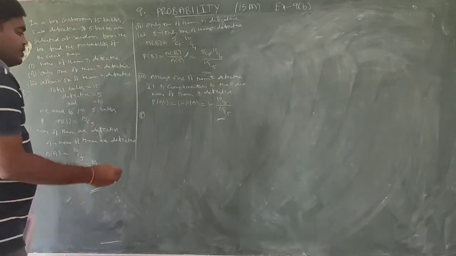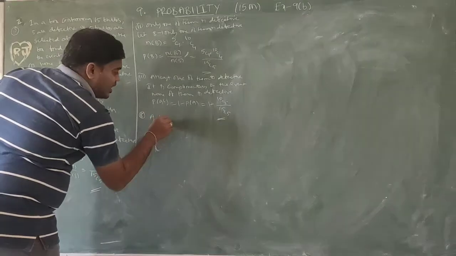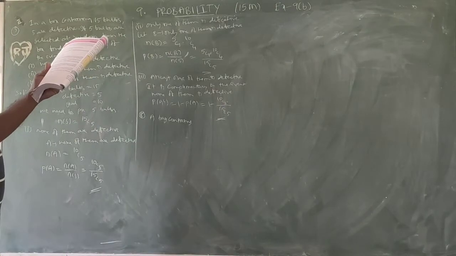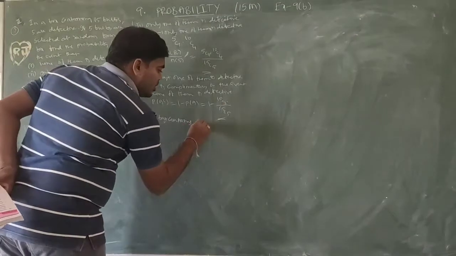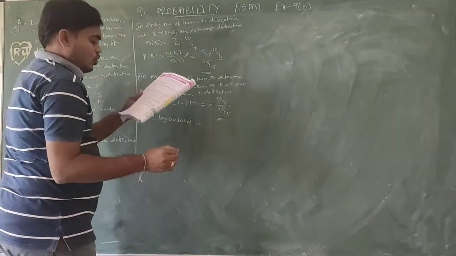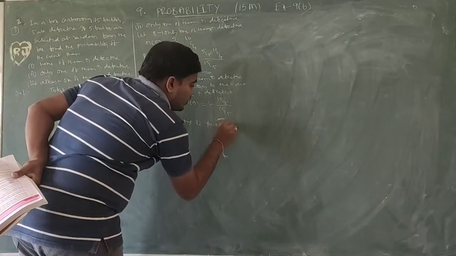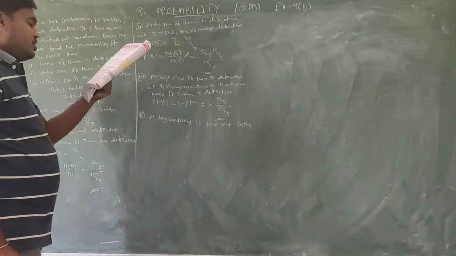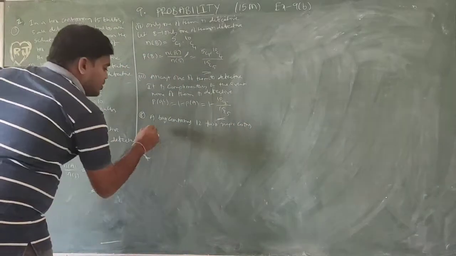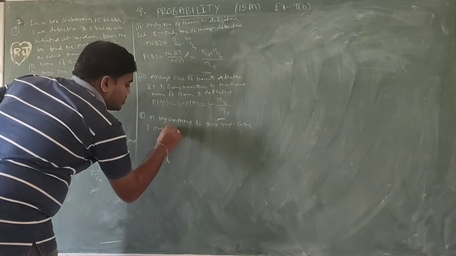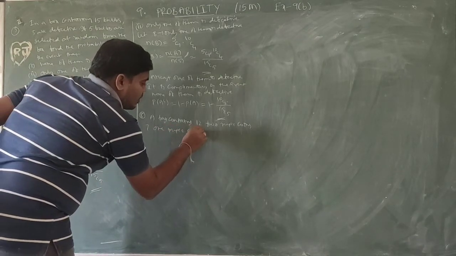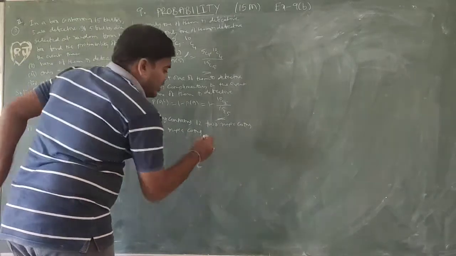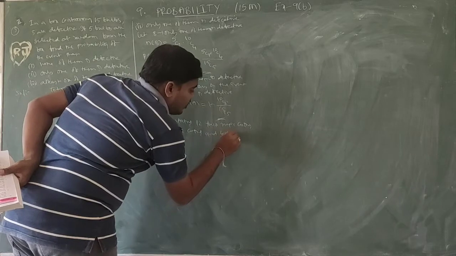A bag contains 12 2-rupee coins, 7 1-rupee coins, and 4 half-rupee coins.